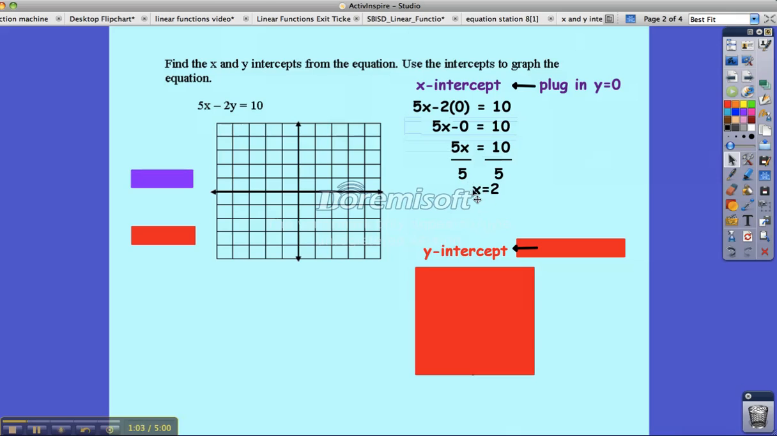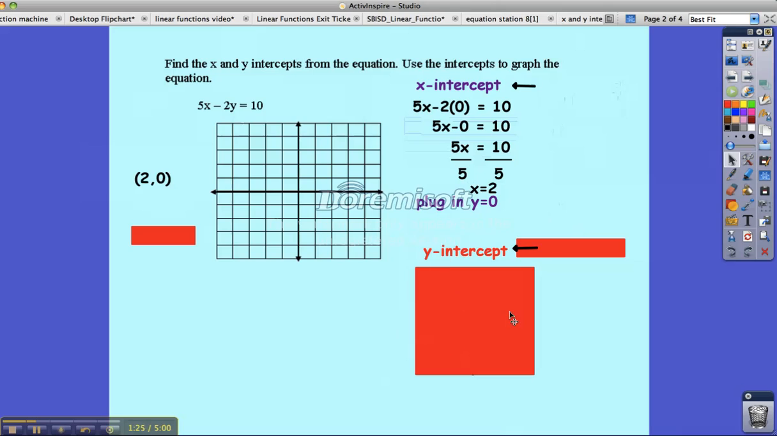So if I wanted to write an ordered pair for this, remember we plugged in y equals 0 and x is equal to 2. So my x-intercept was positive 2. My ordered pair is positive 2 comma 0. So this is one of the points, and I'm going to use that to graph this equation in a minute. My x-intercept is x is equal to 2 when y is equal to 0.